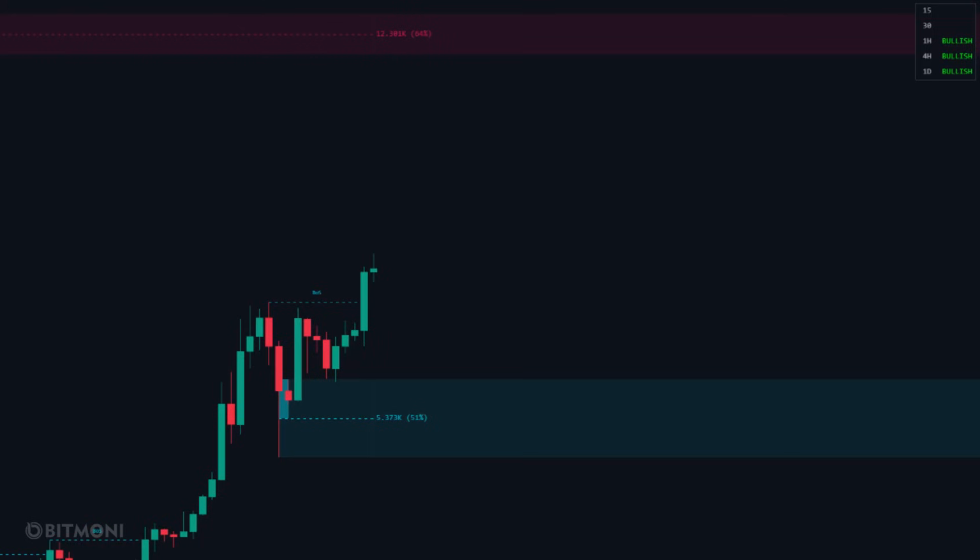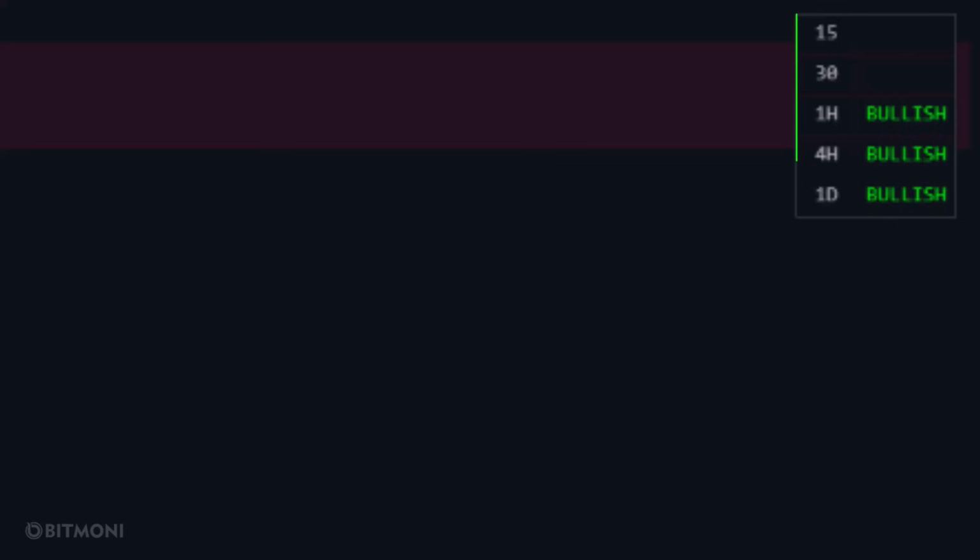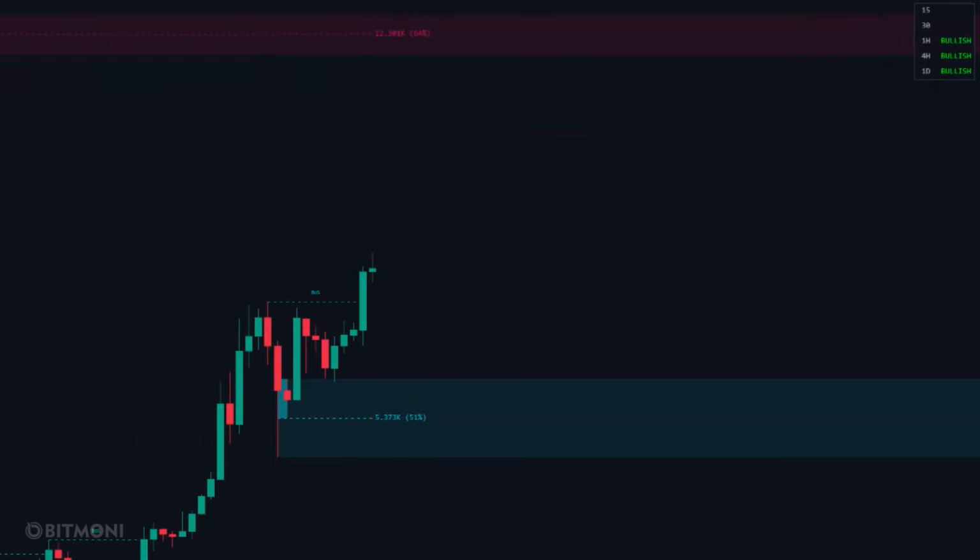Now, before making any trading decisions, it's essential to first understand the overall trend of the market to ensure you're trading in alignment with the prevailing trend. We can easily do that by looking at the multi-timeframe trend table displayed at the top of the chart. This table provides real-time trend information across multiple timeframes, including the 15-minute, 30-minute, 1-hour, 4-hour, and daily timeframes.